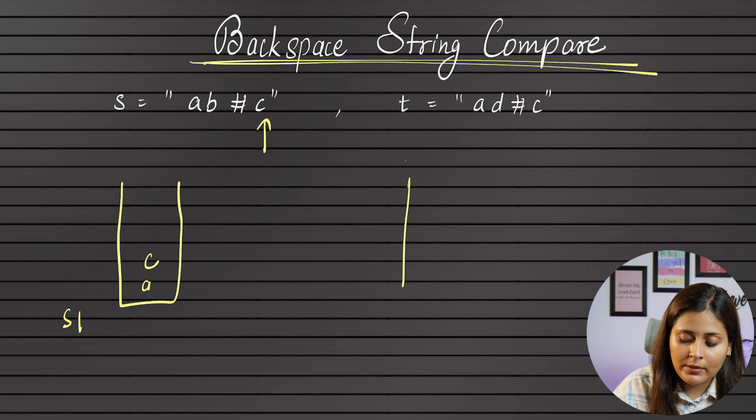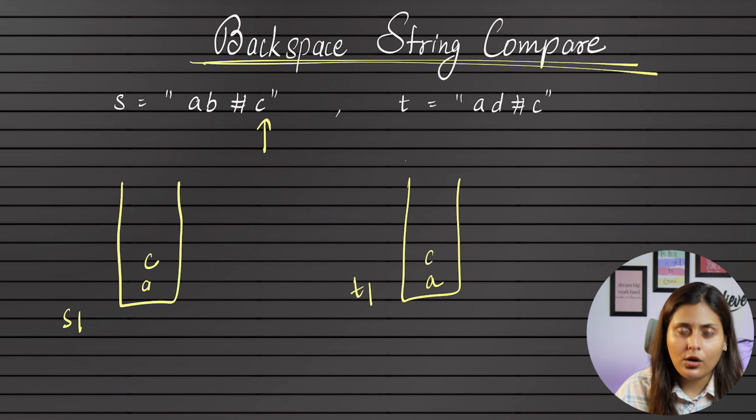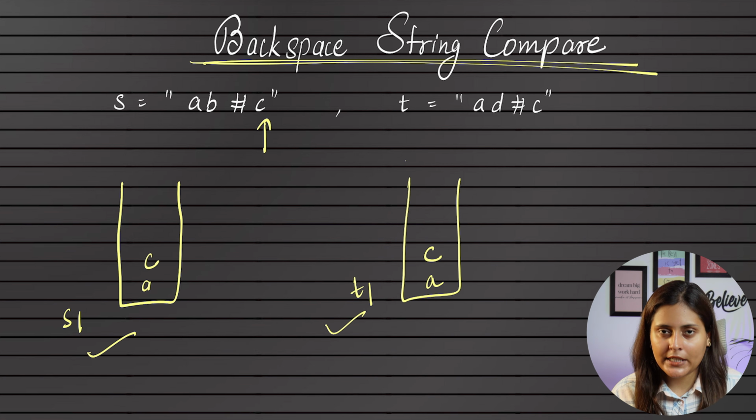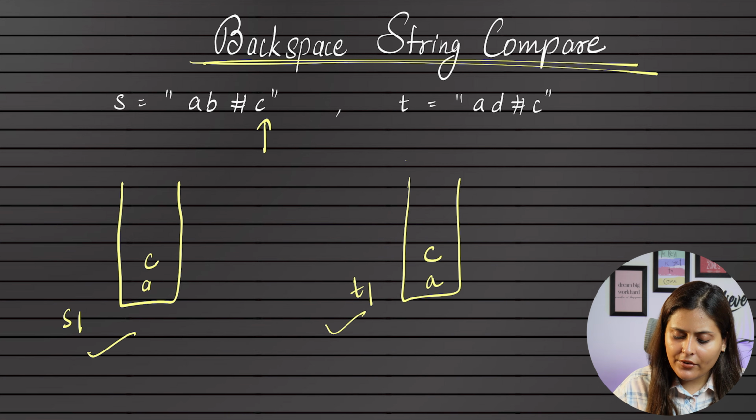Similarly, in T also, we will make a T1 stack. Here A added, D added, once hashtag found, D will get deleted, the top element, and then C added. T1, S1, same, we can return true. Yes, it is very simple, right? Like here we don't need to worry about string builder and all. Correct. Okay, so we can definitely code for this.